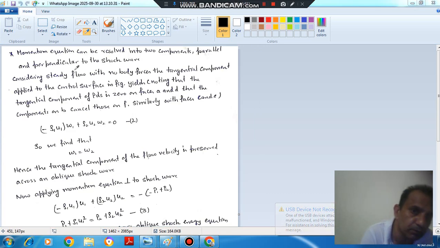Now consider the momentum equation. The momentum equation will have two components: one along the shock wave and the other perpendicular to the shock wave. First we will consider the one along the shock wave. For the same mass, that is rho 1 u1 A or rho 2 u2 A, it is the same. We will consider the momentum equation along the shock wave.